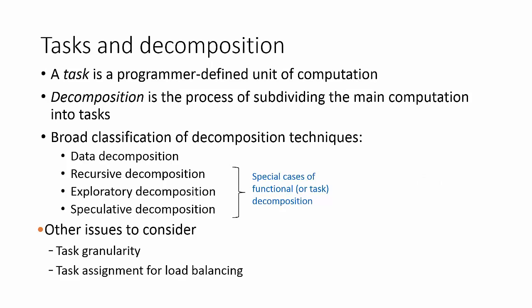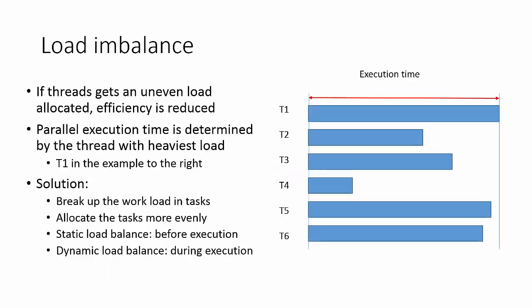Things to consider here are task granularity. How big are they? How much computation does each task represent? And then task assignment for load balancing. So let's talk about load balancing here. If a thread gets an uneven load allocated, you have a reduced efficiency. Parallel execution time is determined by the thread with the heaviest load. In the example to the right here, thread T1 executes for the longest time, so the whole program execution time is totally dependent on T1 here.